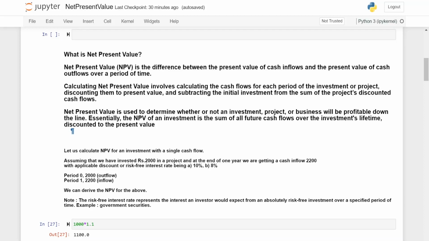Hi friends, in the previous video we discussed the time value of money. Here we will discuss net present value. What is it? Let us go through these lines.